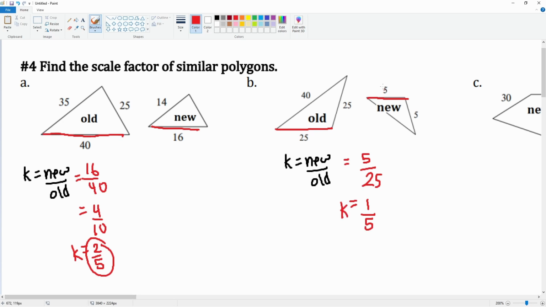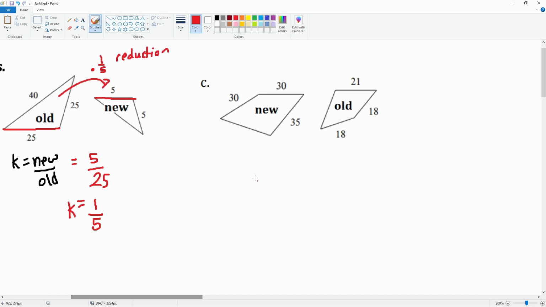This makes sense because from the old to the new, you are multiplying by 1/5. It is a reduction. And notice from the old to the new, it's also going down by a value of 2/5, and that is also a reduction, right? And let's now look at C.